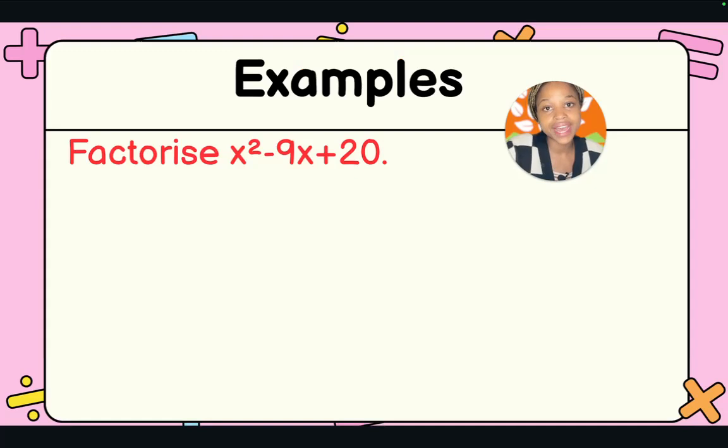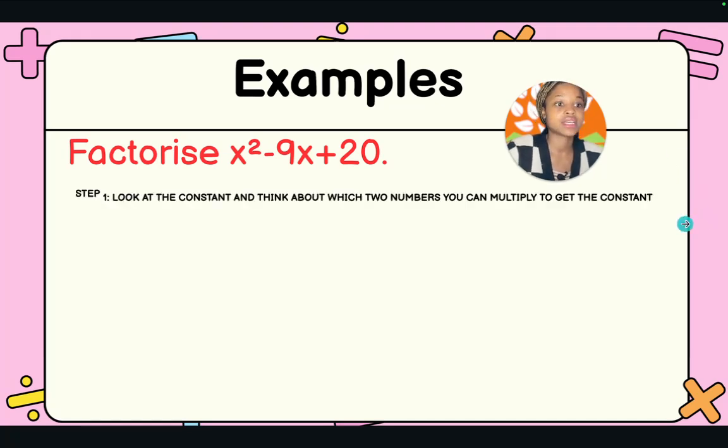So let's take a look at another example. Here we've got x squared minus 9x plus 20. All right, so how do we go about this? Step one, we look at the constant. Our constant is 20. And think about which two numbers we can multiply to get the constant.